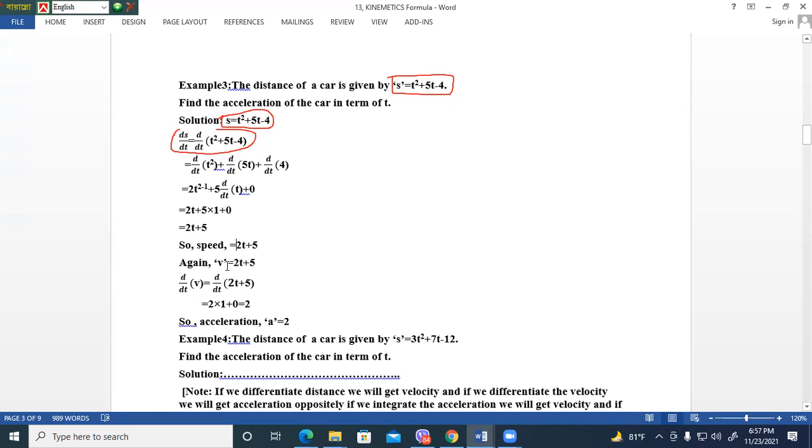Now I've got the velocity. So from velocity, if you want to find the acceleration, what to do? Sarab, could you tell me? We have to differentiate once again on both sides. Do you agree, Sarab? Because I told you in the note, if you differentiate the velocity, you'll get the acceleration. So this time, this is 2. Then for 5, it should be 0. Altogether, the value is 2. So acceleration a equals 2. This is the answer.